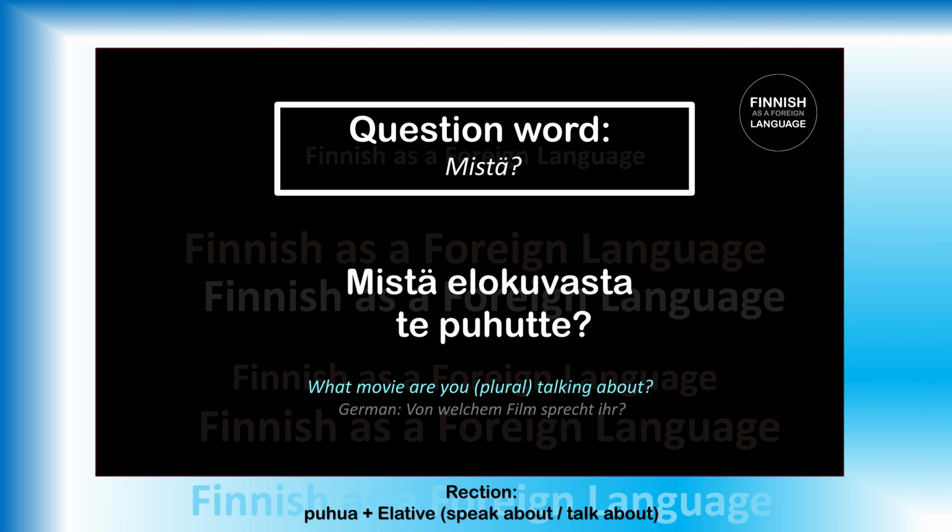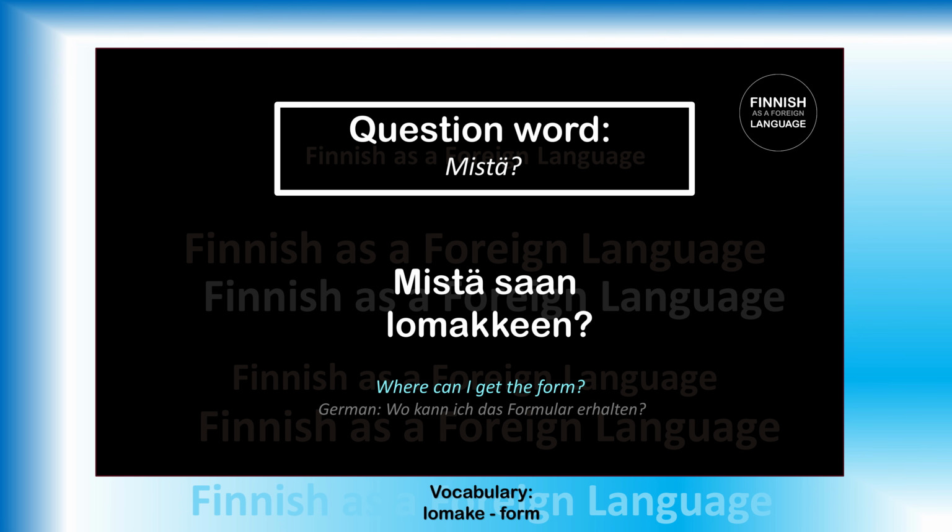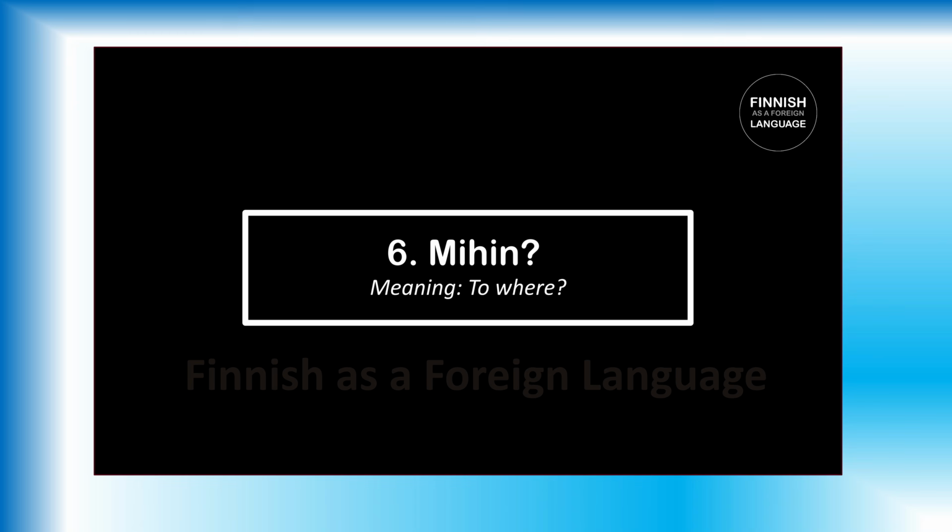So let's repeat again. Mistä elokuvasta te puhutte? What movie are you talking about? Let's have one more example. Mistä saan lomakkeen? Means where can I get the form? So mistä here means from where. Saan is the first person singular present tense of the verb saada, which means to get, and lomakkeen, here's the genitive case of lomakke, which means form. So let's repeat again. Mistä saan lomakkeen? Where do I get the form?